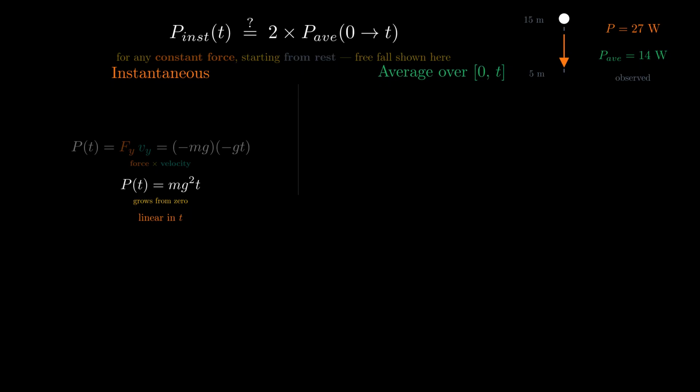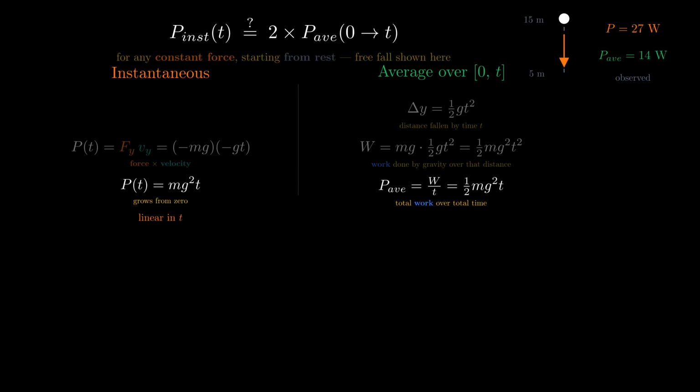Average power over the same stretch is total work over total time. The distance fallen by time t is 1/2 gt squared, so the work is mg times 1/2 gt squared, divided by t, and the average is 1/2 mg squared t. Set them side by side: instantaneous power, mg squared t; average power, 1/2 mg squared t. Exactly twice, at every moment of the fall, not just at the end.